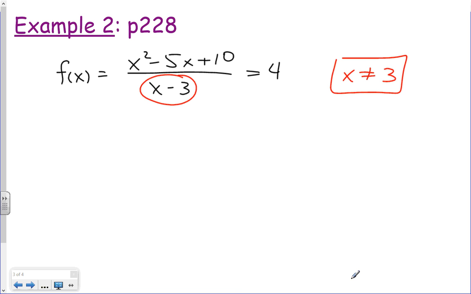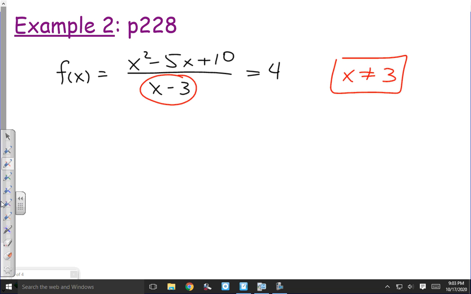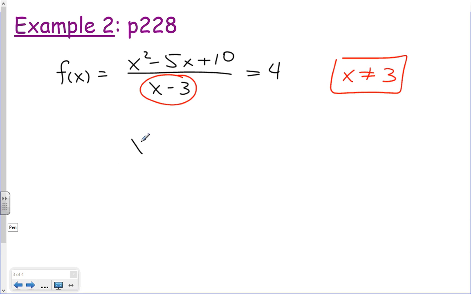All right. We'll go through the same process here. Let's just multiply both sides by x minus 3 to get rid of the fraction. So you have x squared minus 5x plus 10 is equal to 4 times x minus 3. And again, at this point, this equation is defined at x equals 3. Which is the reason why we had to find the domain to begin with, so we remember that x cannot be equal to 3, even though this new equation is.